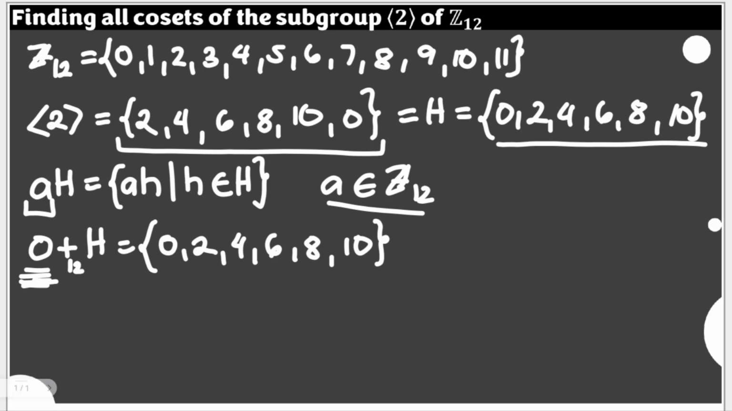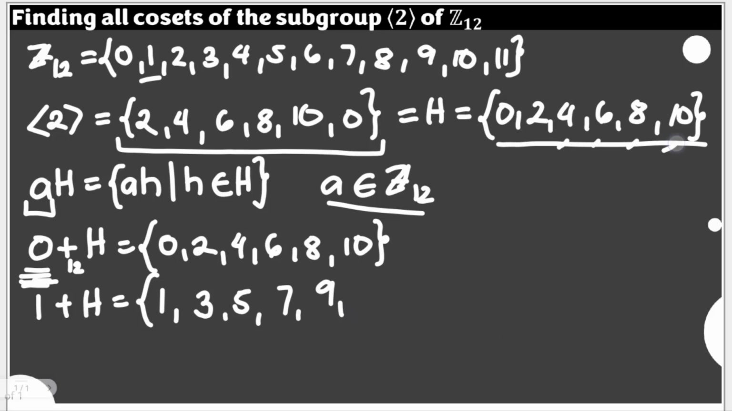Now if we move to the next element of Z12, which is 1, we have 1 plus H. The first element of H is 0, so 1 plus 0 is 1. 1 plus 2 is 3. 1 plus 4 is 5. 1 plus 6 is 7. 1 plus 8 is 9. And 1 plus 10 is 11. This is our second left coset.